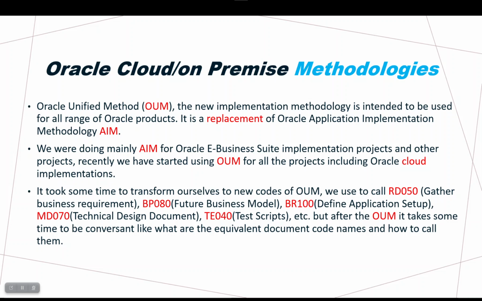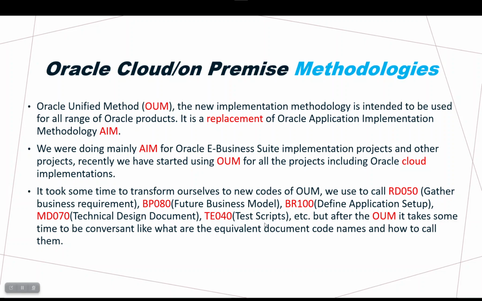For example, for each methodology there are a lot of documents. As I told you before, stages mean that for each stage you will deliver a document. So for each of these methodologies there are a lot of documents. For example, RD050 is for gathering business requirements. Another document code, BB080, is the future business model. BR100 defines application setup. MD70 is the technical design document.